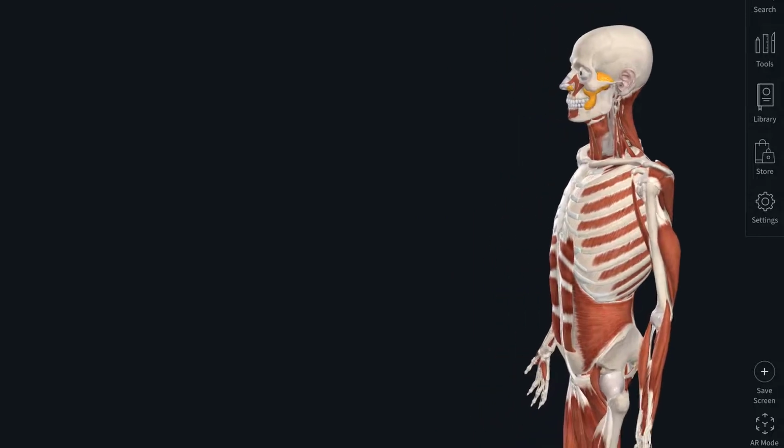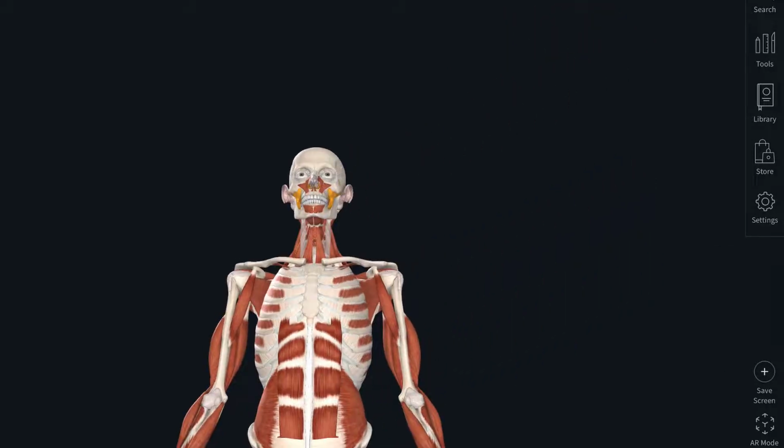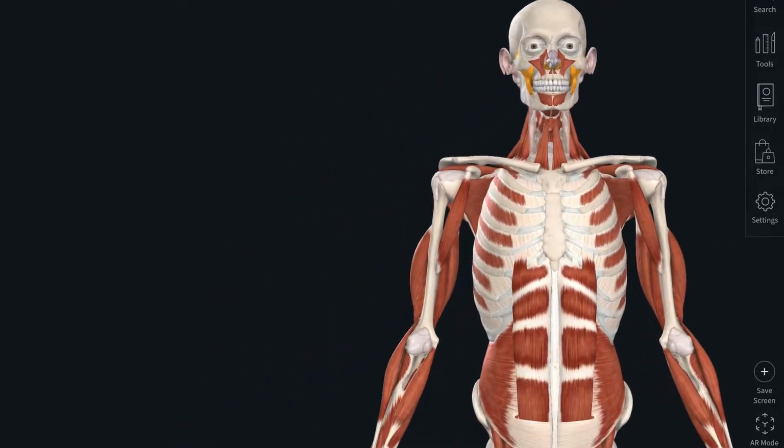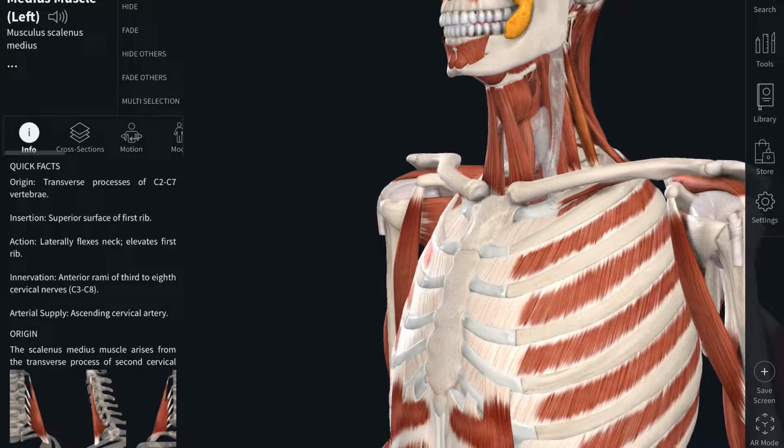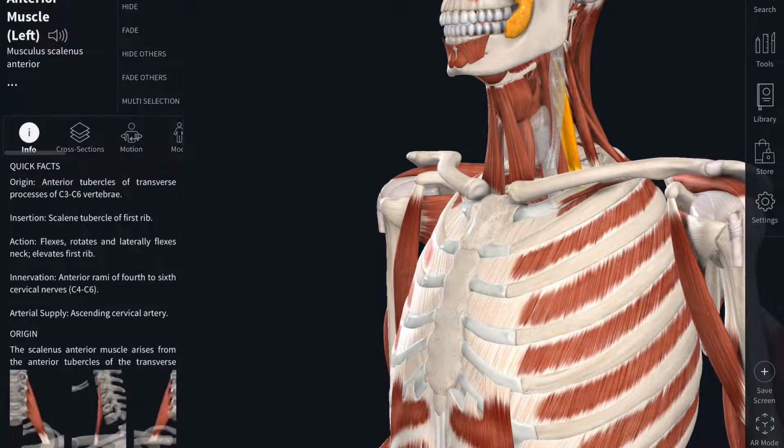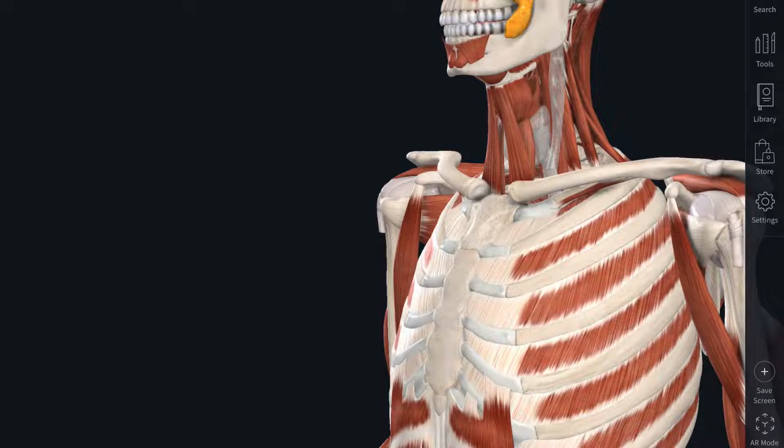Other muscles that support our spine and protect our cervical spine are the scalenes. And get them a little bit closer here. It's a group of muscles, again, that run diagonally upward from the top two ribs anteriorly to the transverse processes of the cervical spine.